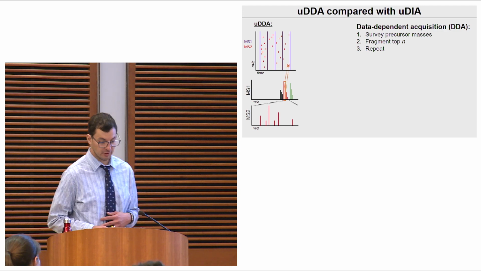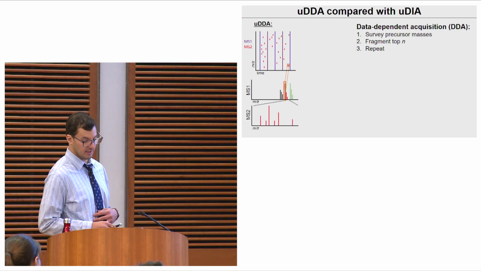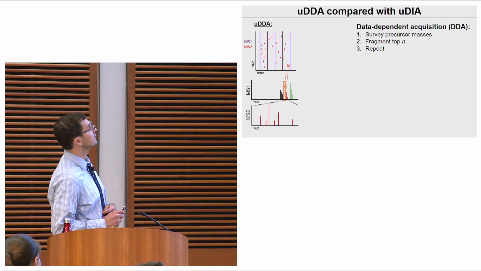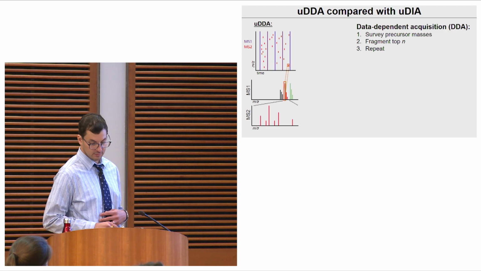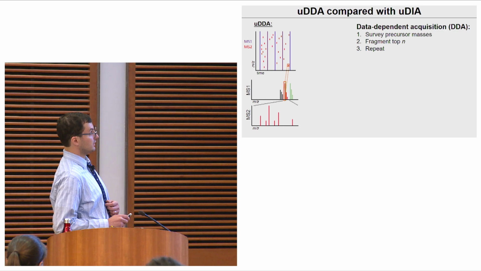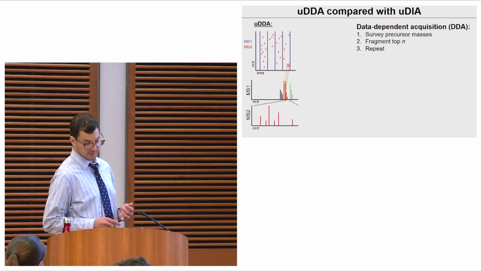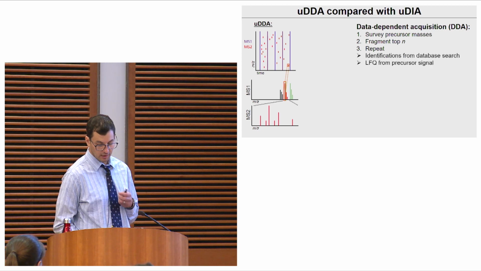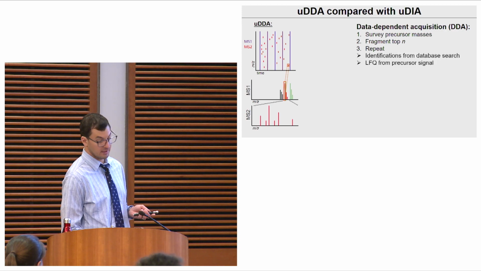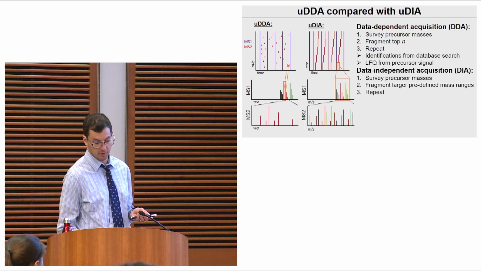Here I'm showing you a scan map of DDA on the top left, where we have our MS1 Q1 window here in purple, and then our MS2 windows in red. So remember that what you do in DDA is the mass spectrometer surveys all the ions, fragments the top N, and then repeats that cycle. And we use our favorite spectral search algorithm to identify peptides from DDA, and then we can get quantification from our precursor signal.